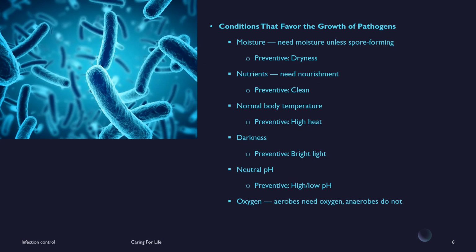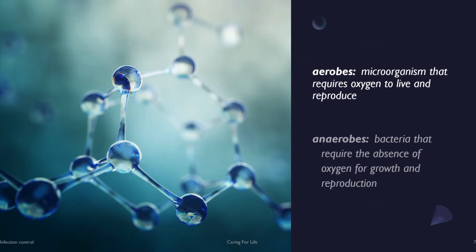And then there are certain types of pathogens: aerobes and anaerobes. Aerobes like oxygen, and anaerobes don't require any oxygen. Aerobes are microorganisms that require oxygen to live and reproduce, and anaerobes are bacteria that do not need oxygen. Those are two terms that you really should be aware of.